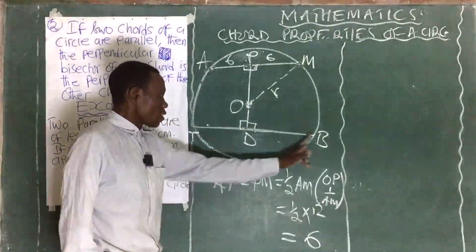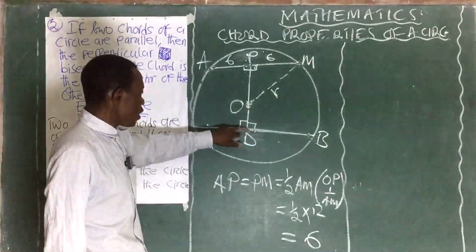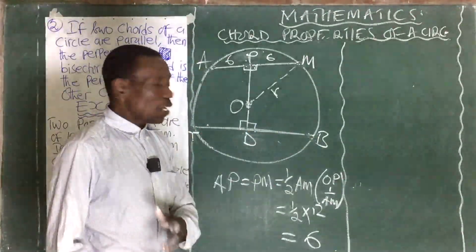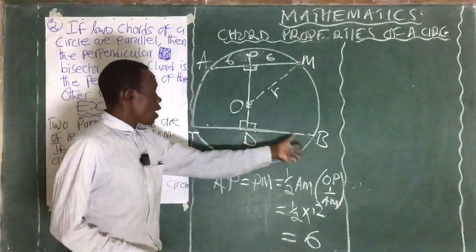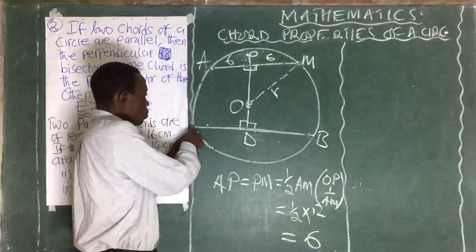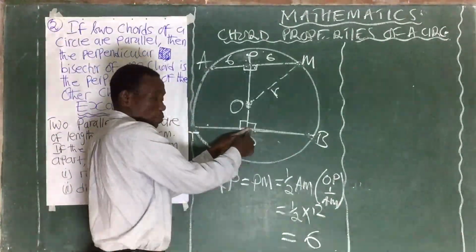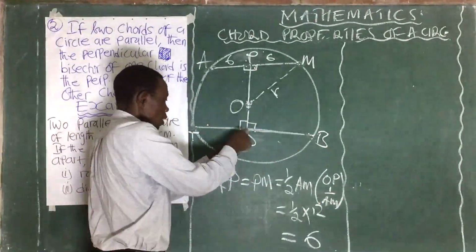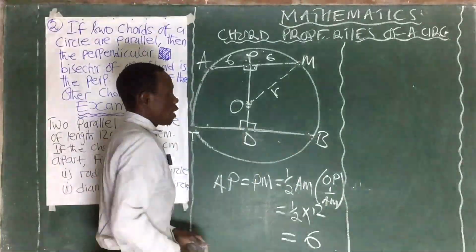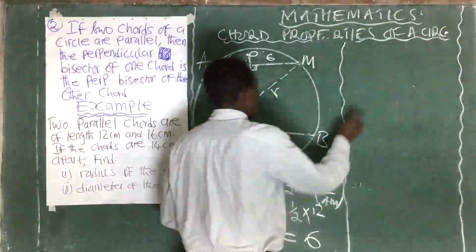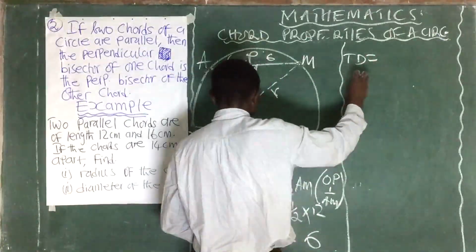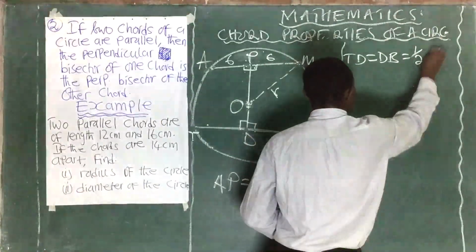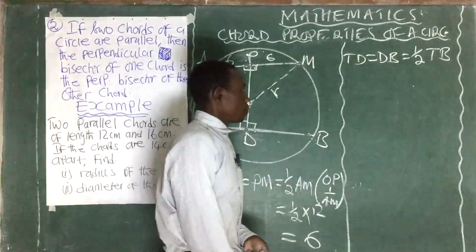Now, let us also go to this other side of the chord. We have OD perpendicular to TB, but the distance TB is 16. Therefore, we expect again, similar to what has happened here, that the distance TD should also be the same as DB. Reason: OD is perpendicular to TB. As such, it must bisect TB. So I'll write that one down again. Like this, we have TD equal to DB, which is half TB.